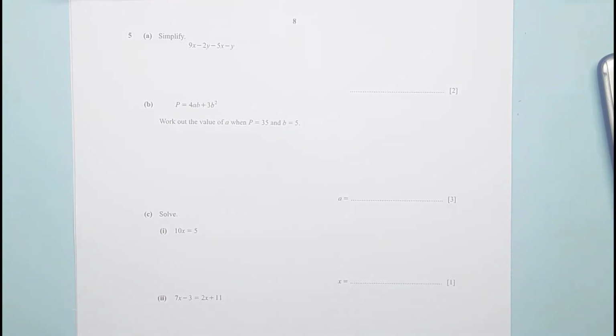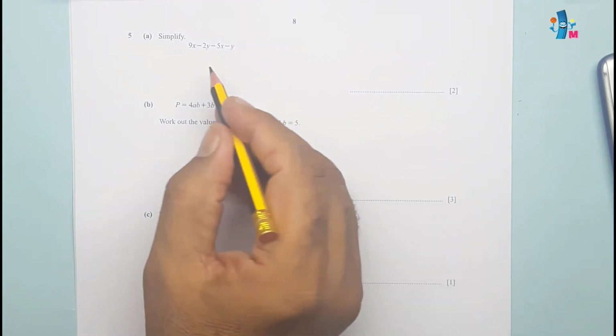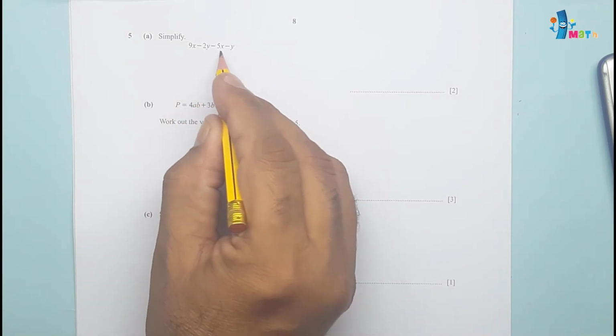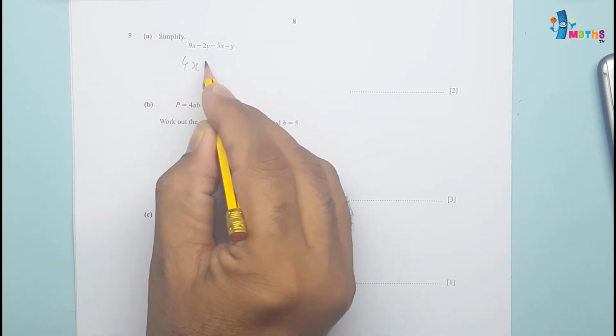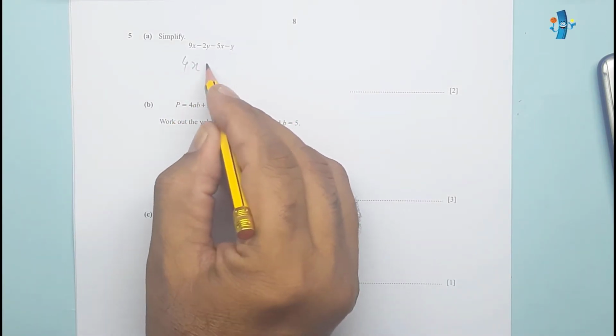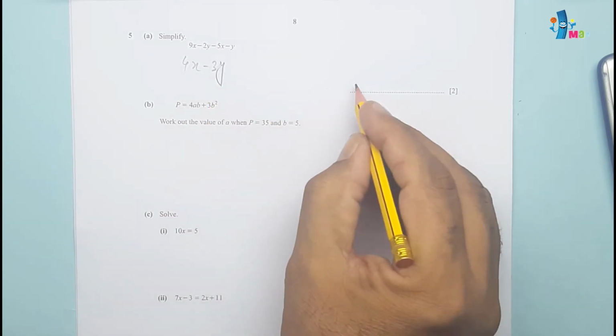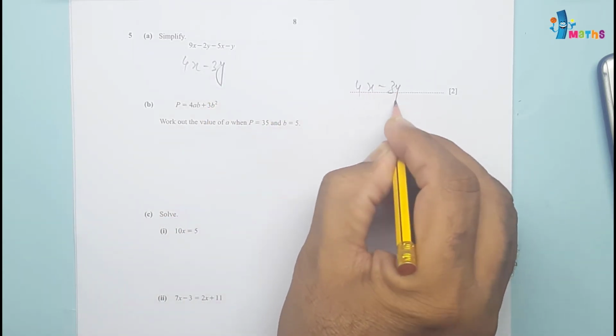Next comes simplify. We have to collect like terms basically. This is 9x minus 5x will be 4x, and minus 2 minus 1 will be minus 3y. So our answer will be 4x minus 3y.